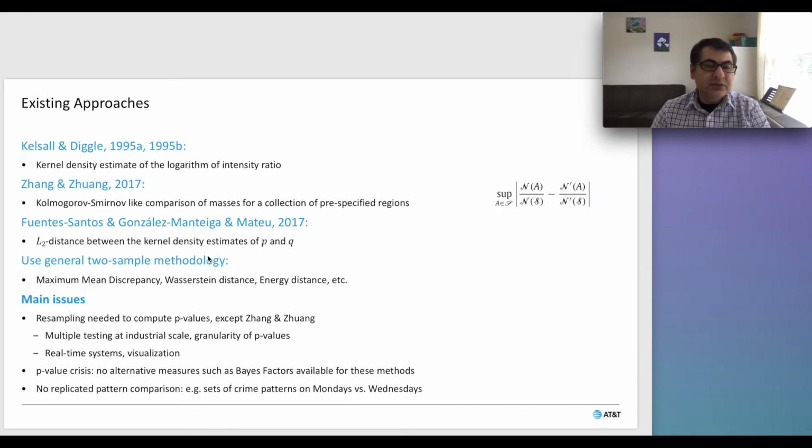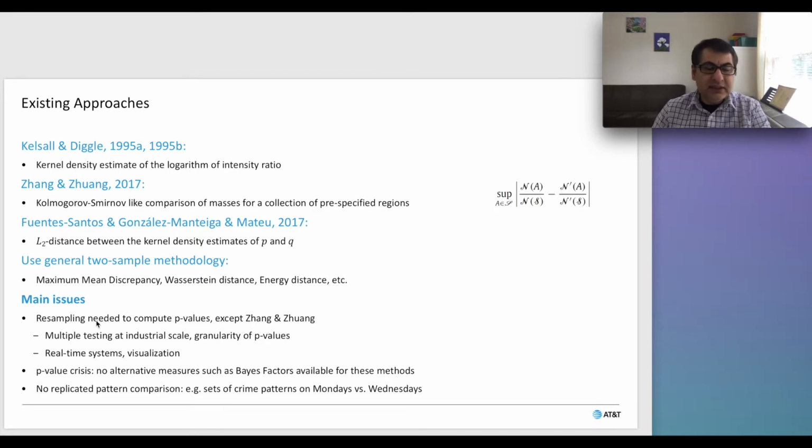In general, of course, we can go with the general two-sample methodology. If we look in the literature, there are so many methods for measuring the divergence between two distributions. Some of the popular ones are maximum mean discrepancy, the Wasserstein distance, energy distances, and so on and so forth. You can pick any of these and apply it to the problem. But what is the main issue here? There are a number of issues.